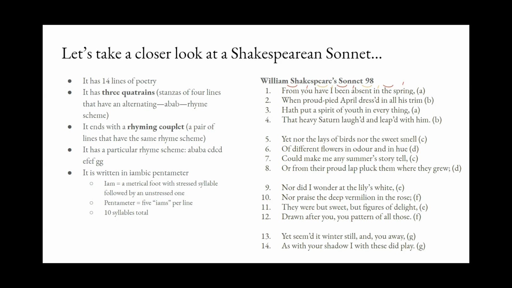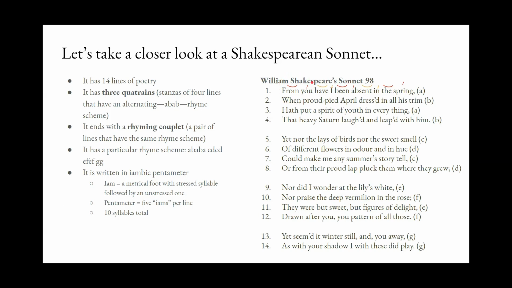It is written in iambic pentameter. So that might sound really confusing, but we'll break it down a little bit. An iamb is a metrical foot. If you remember from the poetry lesson, we measure meter in poetry in feet, not beats. That has a stressed syllable followed by an unstressed one. So if we look here, these 2 syllables together, that would be 1 foot.